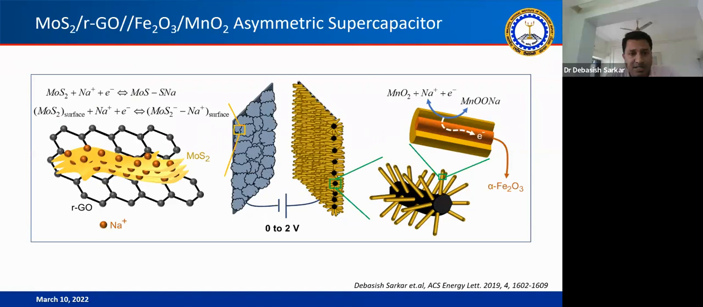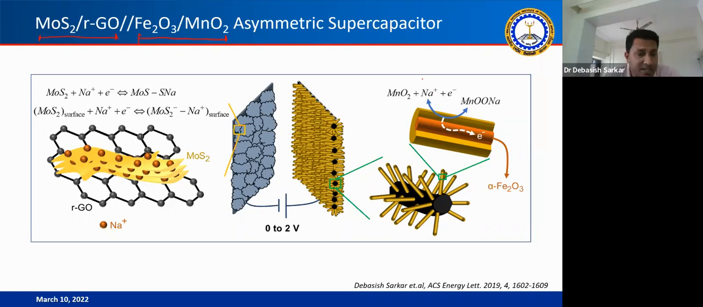Okay, so this is actually the total charge storage mechanism in the MoS2 RGO and iron oxide, manganese dioxide asymmetric supercapacitor. So MnO2, this part is the positive electrode part, Fe2O3 MnO2 core-shell structure. MoS2 RGO is the negative electrode part. We combine these two, we get a thin film based asymmetric supercapacitor. So when these charge and discharge, iron oxide or manganese oxide stores charge through redox mechanism from Mn4+ to Mn3+ to Mn2+, like that. And during this time the electron moves through this iron oxide core to the current collector, which is carbon again.